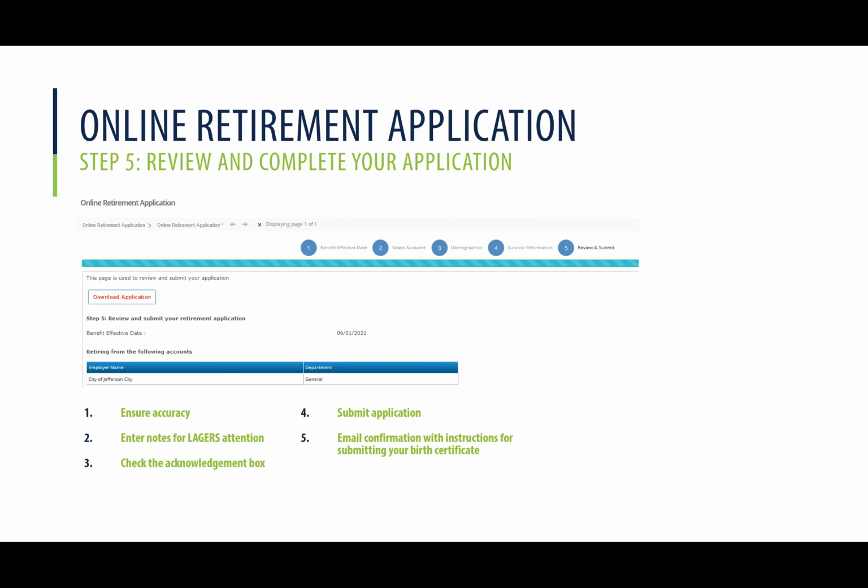When you get ready to retire, we are going to need your birth certificate, because we'll need to verify your age and that you are in fact eligible to retire. So there is also a button there that you can download the application. So if you want a copy for your records, you can download it, print it.